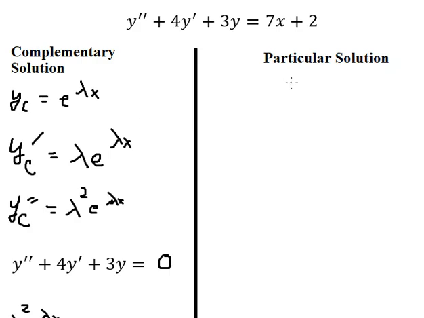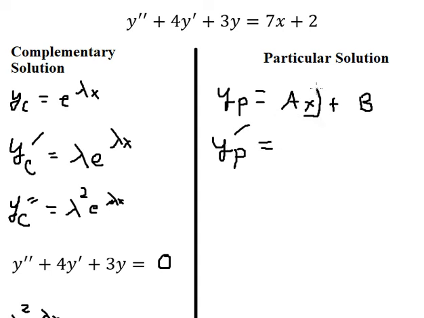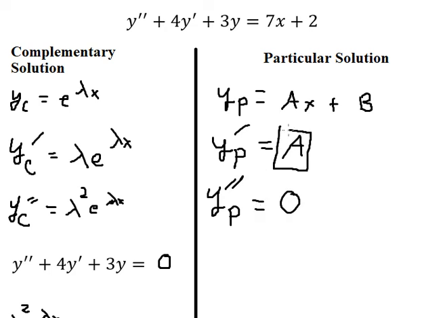About the particular solution, I will put yb equals as plus b, because we have 7s plus 2 in here. And now we need to do the first derivative of yb. So the first derivative of as, we have 1, so we have a. This one is a constant, so you get 0. And now the second derivative of yb, you get 0 in here because this is a constant.